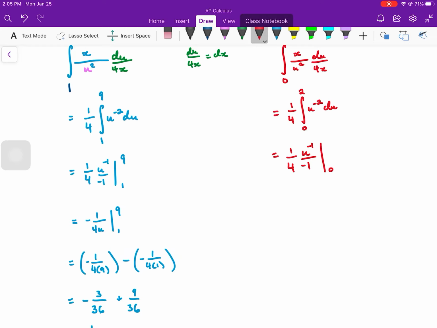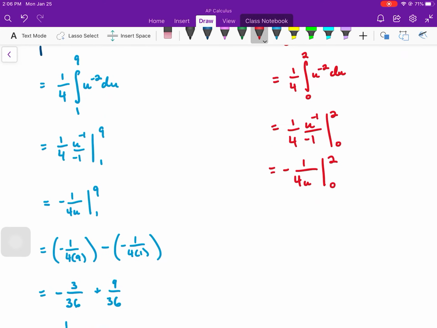But on this one, we're going to plug u back in. Since we didn't change the bounds, we're going to plug u back in. Notice over here, when I changed the bounds, I kept everything in terms of u. And it ends up looking very simple. But over here, since I kept the bounds the same, I'm going to have to plug our u back in. And what was u to begin with? 1 plus 2x squared.